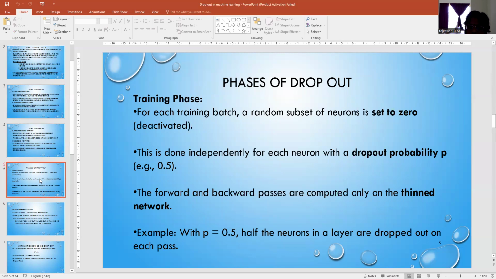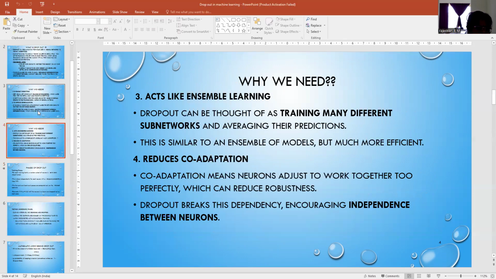Here we are assigning several weights. There are some default values provided by the inventors themselves, but normally it uses a probability of 0.5.